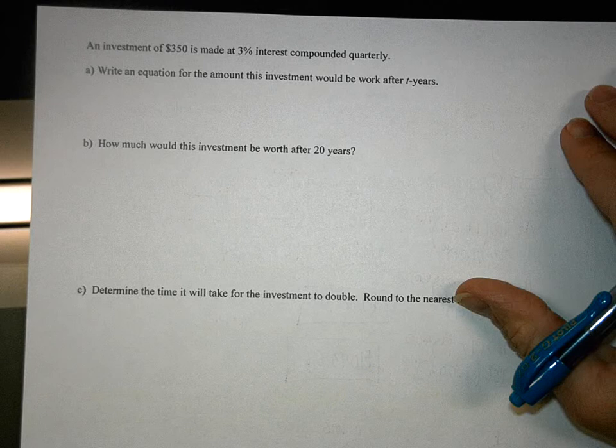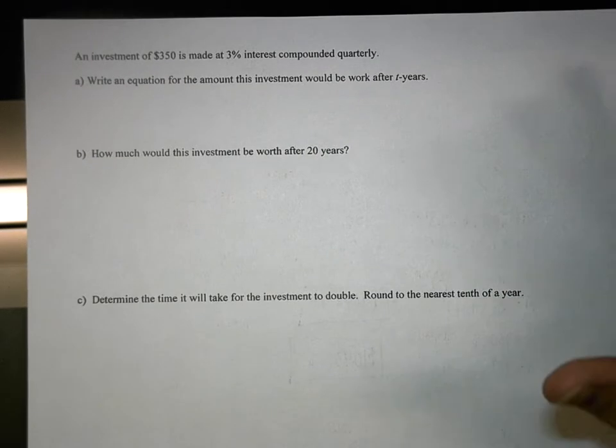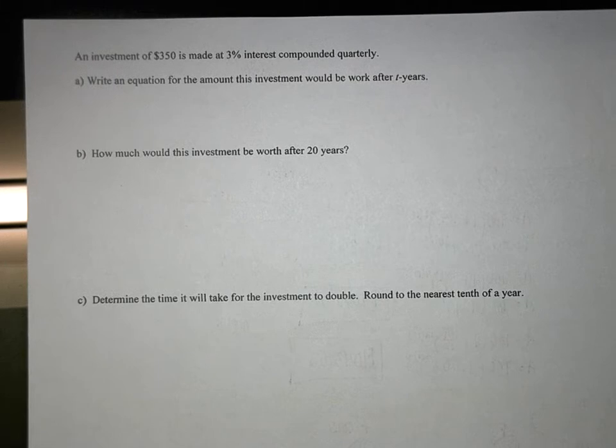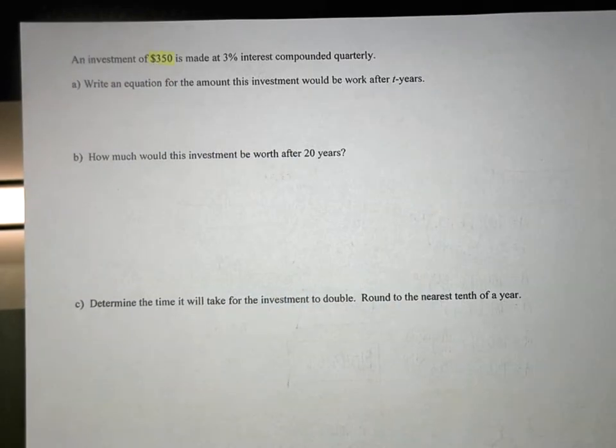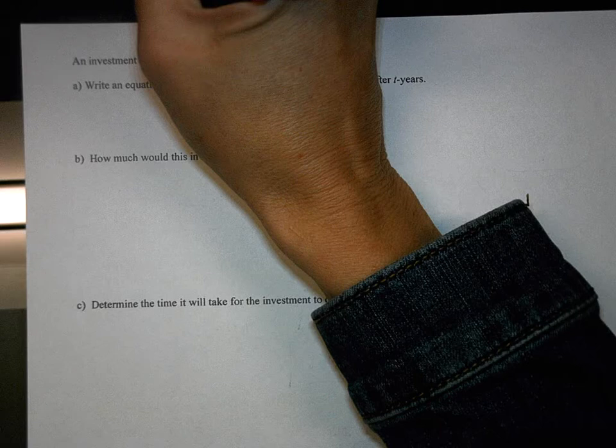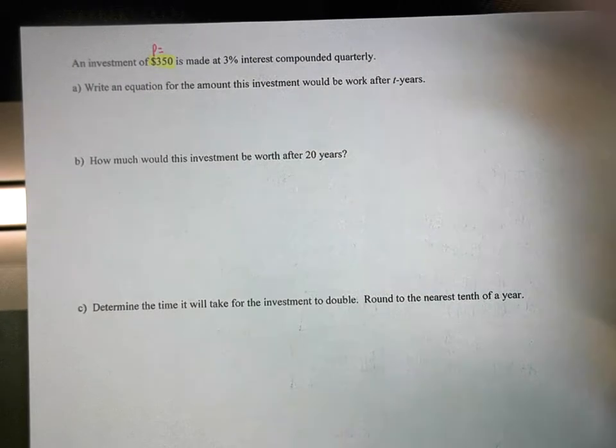Okay, so this time they have not given you a formula, okay? But there are only two formulas we're going to be using, okay? So one of them is if you're compounding continuously, and then the other one is if you're compounding a specific time during the year, okay? So when we read this one, first of all, it says an investment of $350. What does that $350 represent? Which letter? P. Very good. So P equals $350.